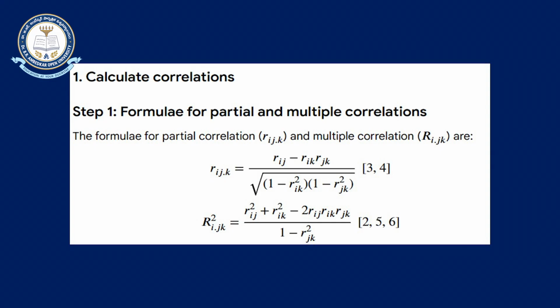The partial correlation formula is Rij, and the multiple correlation formula is Rijk. So, we use the Rijk formulas directly. Here we have Rijk whole square equal to Rij whole square plus Rik whole square minus 2 Rij Rjk Rik, divided by 1 minus Rjk whole square. This is the generalized formula of the multiple correlation coefficient. This is the partial correlation coefficient.